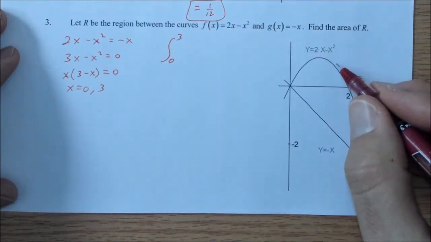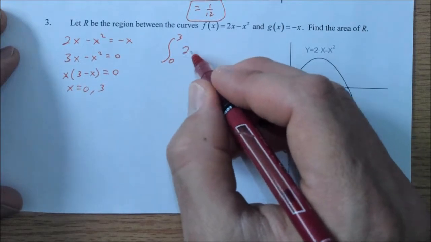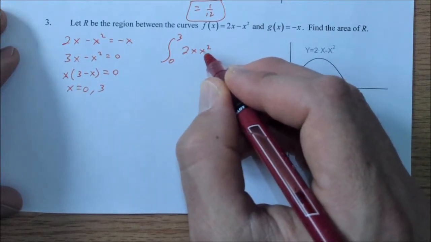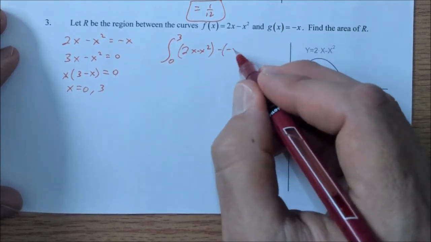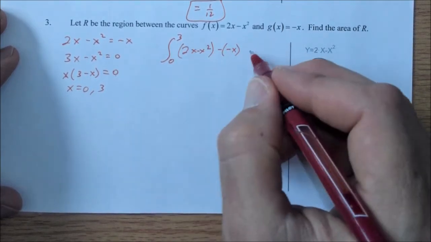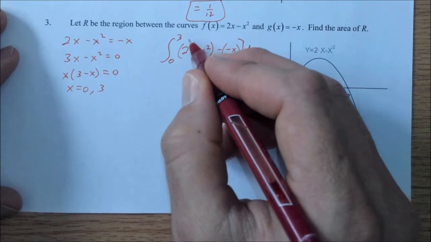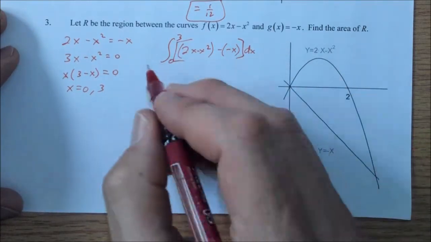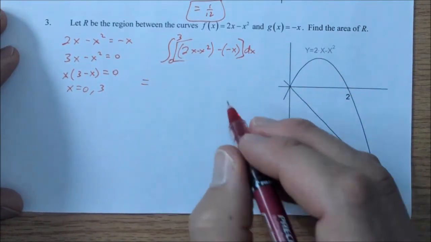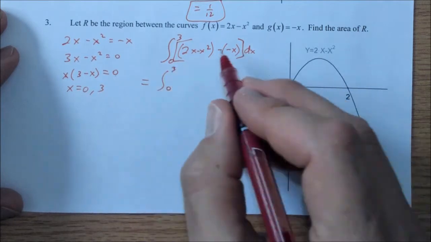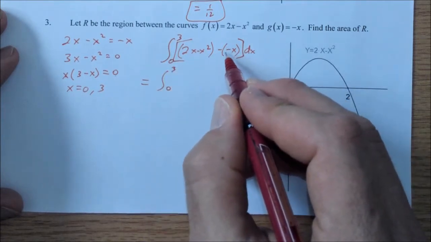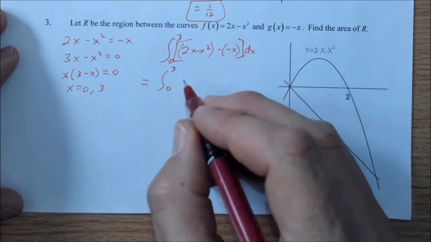Our parabola is our top curve, so that's 2x minus x squared going first. And we're going to subtract the opposite of x, and this whole thing gets a dx, which means we technically need brackets right there. Okay, so now let's combine these just to make the anti-deriving a little bit easier. The minus the opposite is plus x, so 2x plus x is 3x.